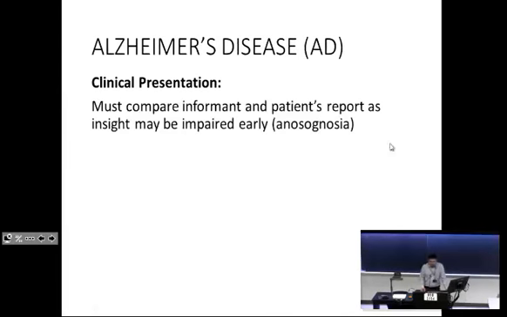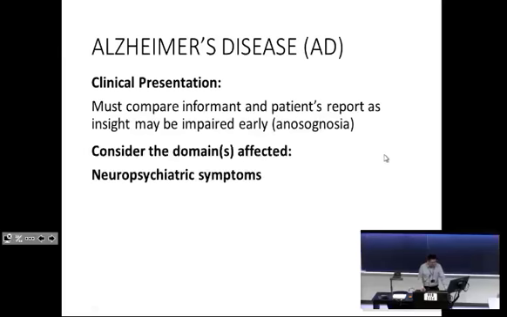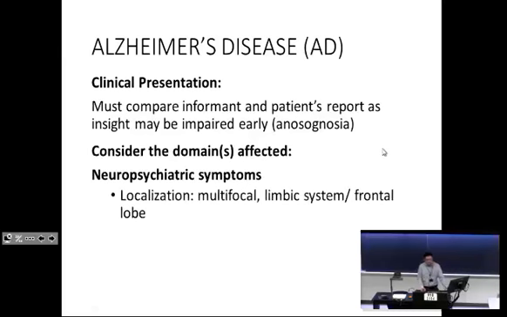Alzheimer's disease, clinical presentation. We talked about this a little bit. Consider which domains are affected. So that feeds into the issue of localization. We'll go into localization by domain in the third lecture. But the reason that's important is that if you can localize where you think the disease is occurring, that actually gives you a very good idea as to what the underlying pathology likely is. So it will help you diagnostically.